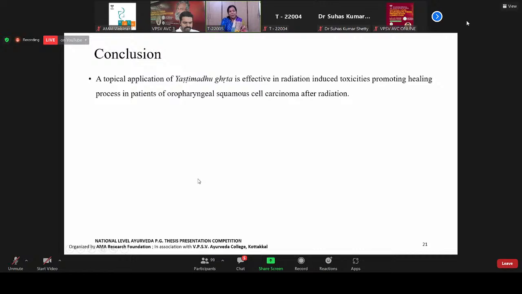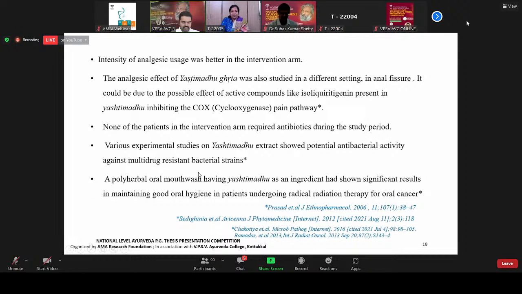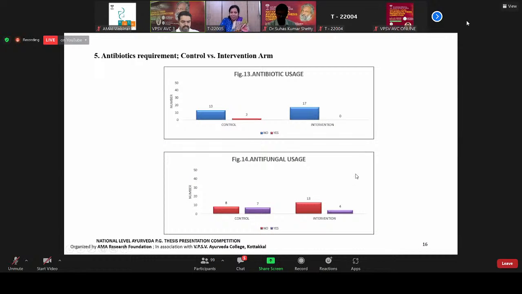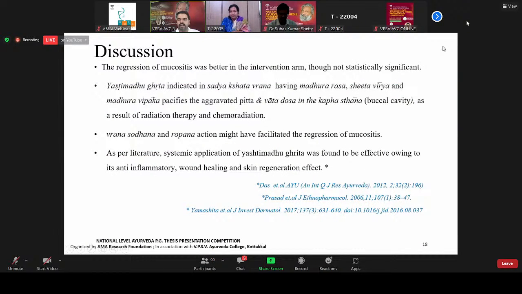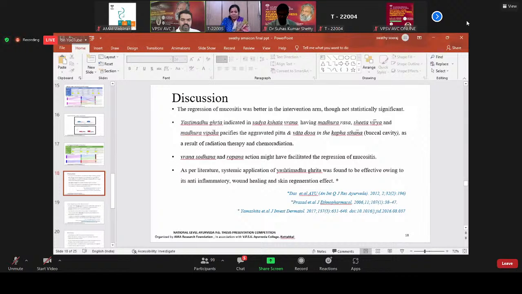Thank you. Thank you, Dr. Swati B. Judges, please note that was code number T22005. And we shall quickly move on to the discussion part. I invite Dr. Suhas Kumar Shetty, sir, to start the discussion.